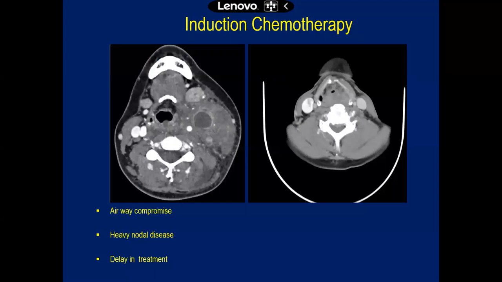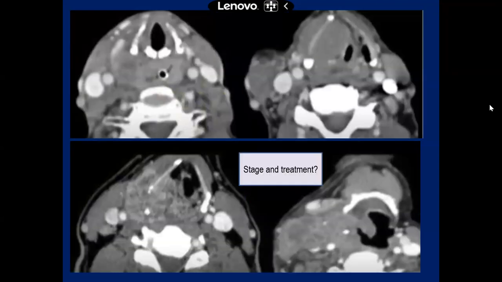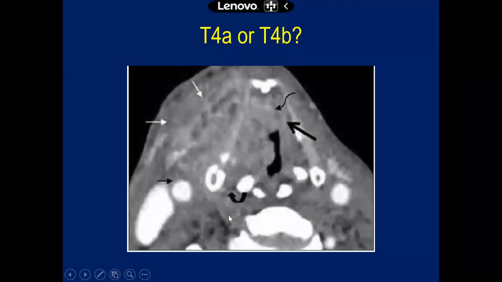Here it is pre-vertebral fascia and post-cricoid involvement, and this is T3 disease from a supraglottic tumor. This is again an advanced disease. Here the pre-vertebral fascia involvement is there, so it is a T4B disease, supraglottic. Is this T4A or T4B? Actually, it is T4B because although the pre-vertebral fascia is intact, the patient has encasement of the carotid.